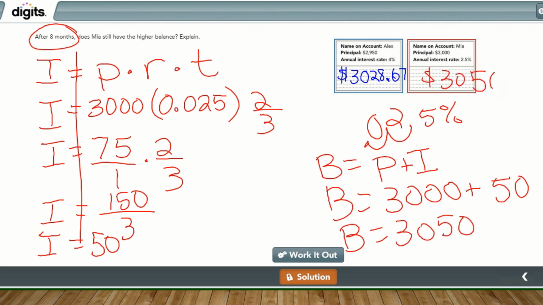$3,050. So to answer this question, does Mia still have the highest balance? Well, we look at it. Yes, she does have the highest balance because $3,050 is more than $3,028.67.